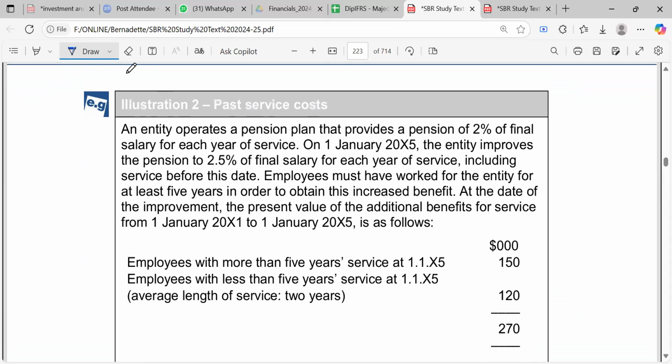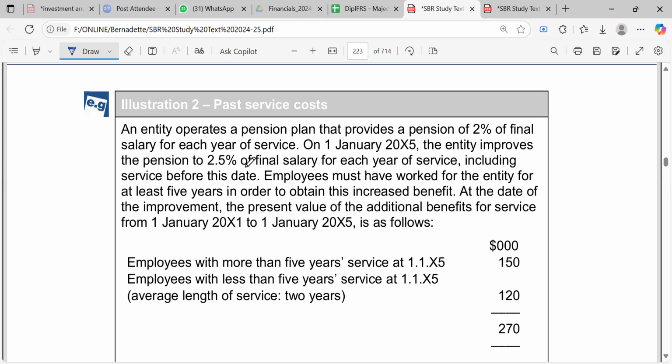Okay, let's go now. We have maybe just another illustration here. And what were we told? We are told an entity operates a pension plan that provides a pension of 2% of final salary for each year of service. Okay, this is fine. On 1st January 2025, the entity improved the pension to 2.5%. You see, we said past service costs will be either due to plan amendment or curtailment, right? Some people have left, or the plan has been amended.